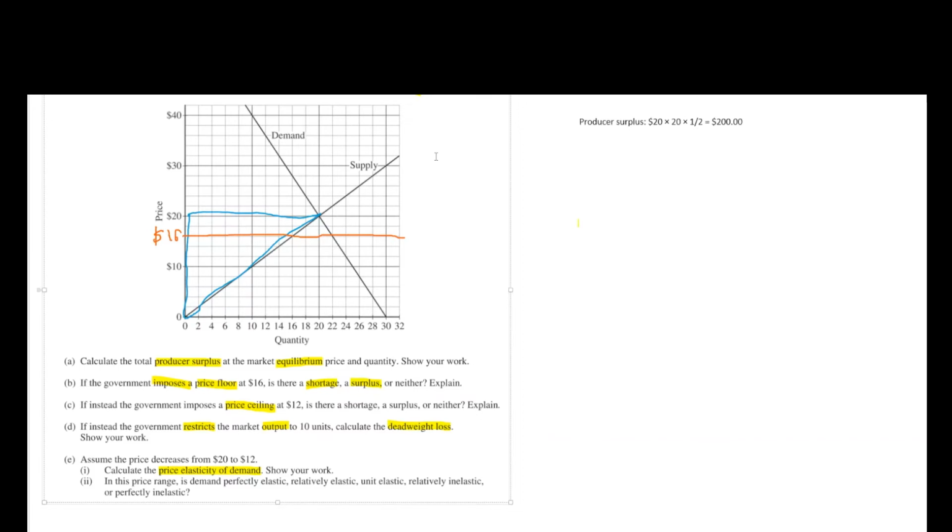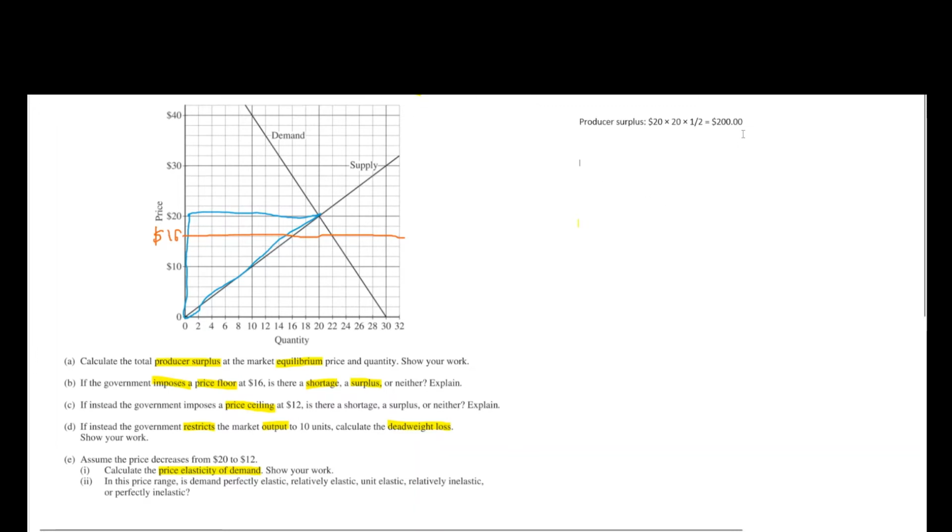So now let's look at question B. The government imposes a price floor at $16. Is there a shortage, a surplus, or neither? Explain. I've drawn a line here at $16. Now, what do you notice? You probably notice that the equilibrium price in the market is actually higher than that. And remember, a price floor prevents the price from falling. But if the equilibrium price is already above this price floor, we can say that it's not binding. So that's what your answer would be for the explanation here.